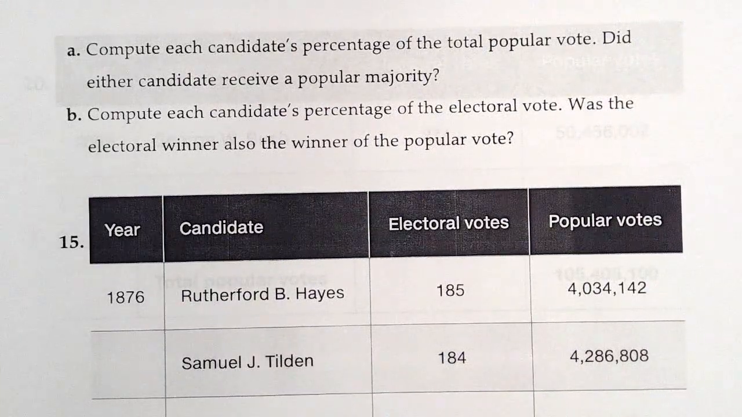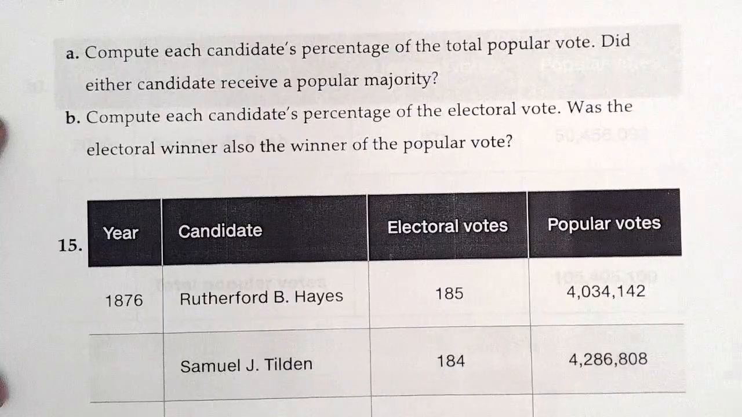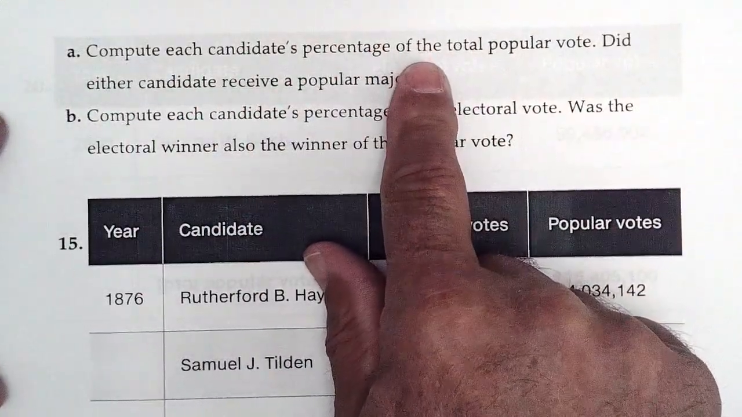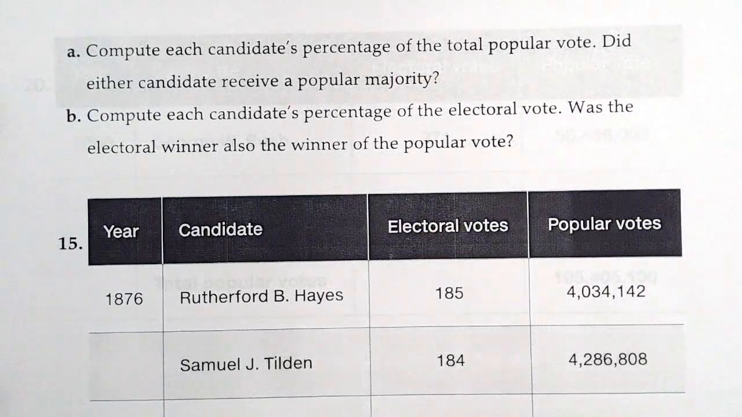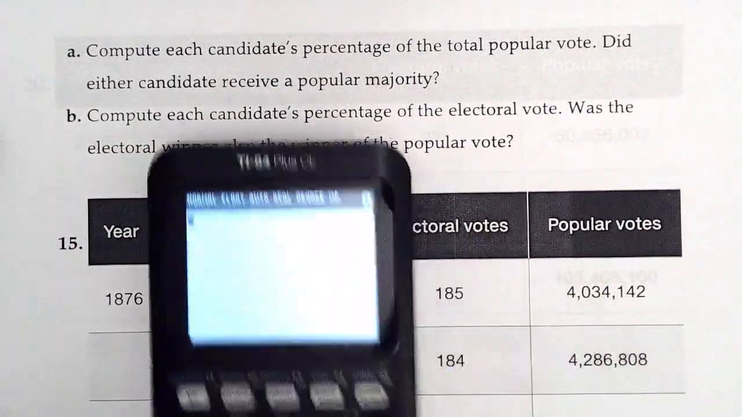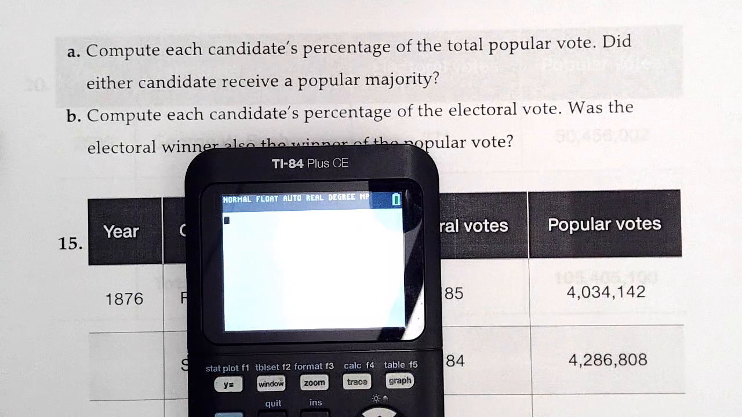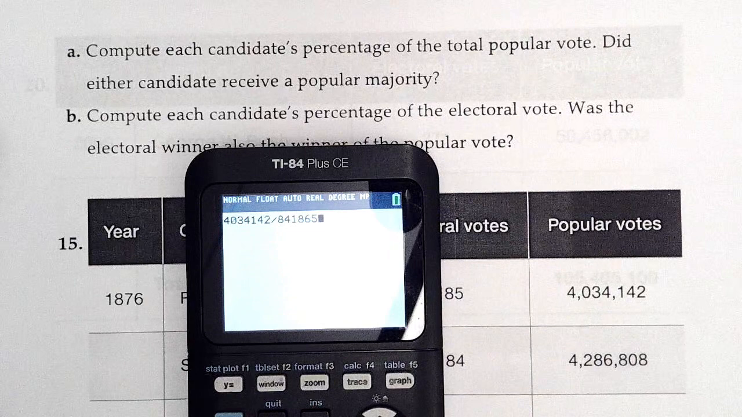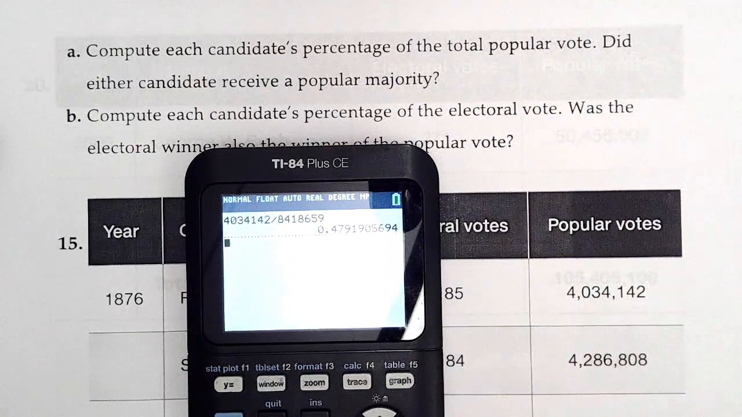All right, let's do number 15. It says to compute the candidate's percentage of total popular vote. So to get the percentage of popular vote, for Rutherford Hayes, we're going to take the number of votes he got, which was 4,034,142, divided by the total votes, which was 8,418,659. Enter, and I would multiply that by 100, which is going to make it 47.9%.